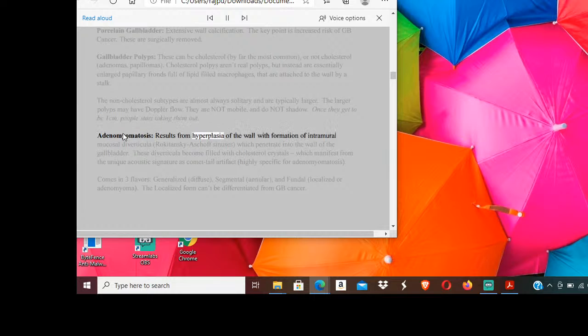Adenomyomatosis results from hyperplasia of the wall with formation of intramural mucosal diverticula, Rokitansky-Aschoff sinuses, which penetrate into the wall of the gallbladder. These diverticula become filled with cholesterol crystals, which manifest from the unique acoustic signature as comet tail artifact, highly specific for adenomyomatosis. Comes in 3 flavors: generalized, diffuse, segmental, annular, and fundal, localized or adenomyoma. The localized form can't be differentiated from GB cancer.